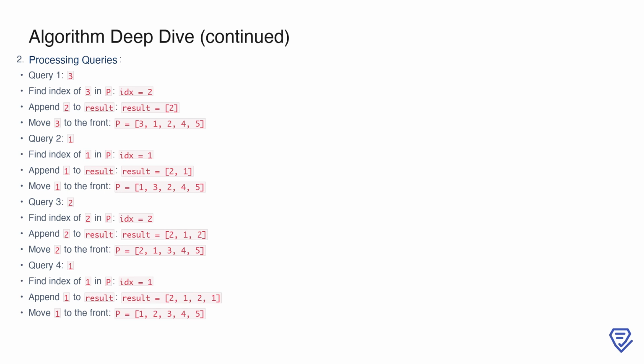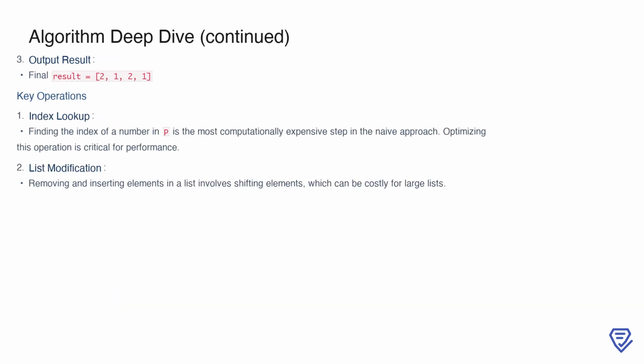Finally, for the query number 1, its index in P is 1. Appending this index results in 2, 1, 2, 1, and moving 1 to the front restores P to its initial state of 1, 2, 3, 4, 5. After processing all the queries, the final result list is 2, 1, 2, 1, which contains the indices of the queried numbers in the order they were processed.